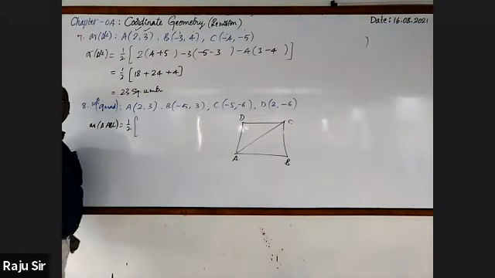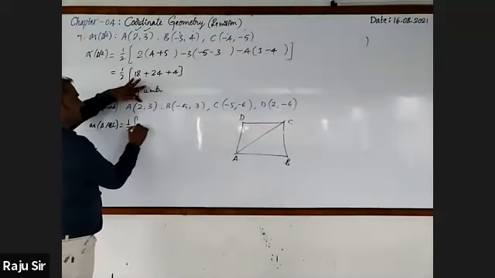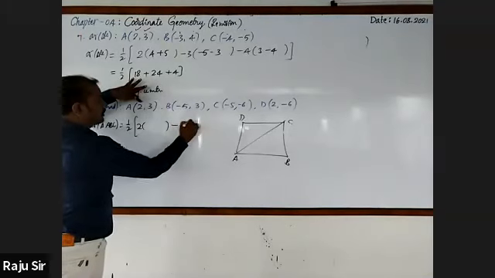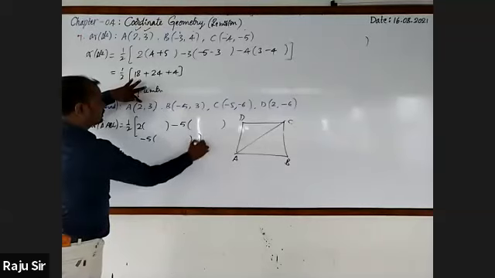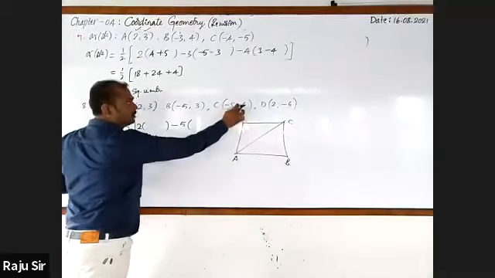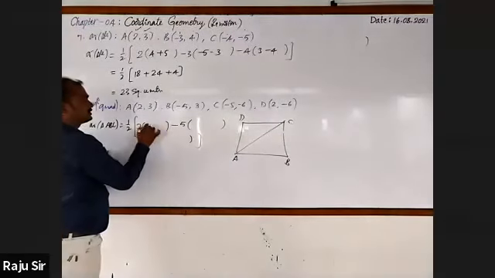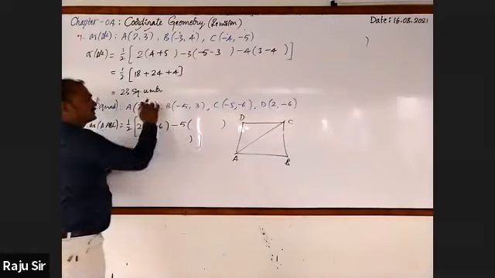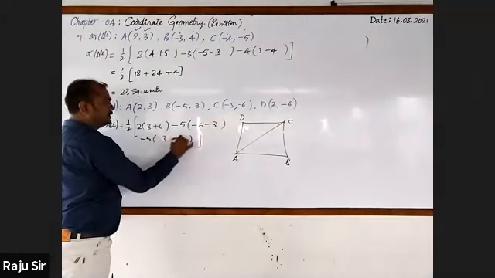Half into, here, x1, x2, and x3. x1 is 2, x2 is minus 5, and x3 is also minus 5. Next, y2 minus y3: 3 minus minus 6, which is 3 plus 6. Next, minus 6 minus 3, then 3 minus 3.